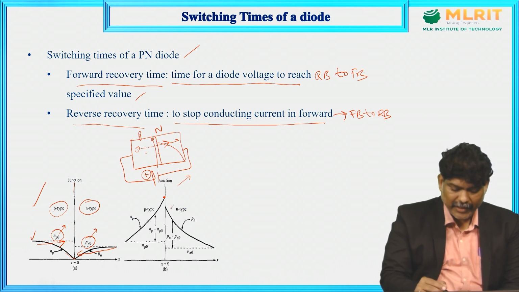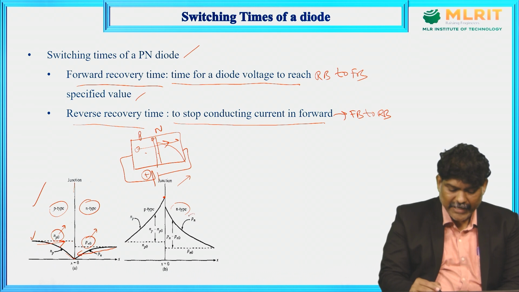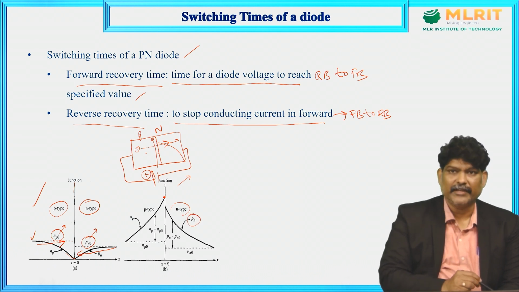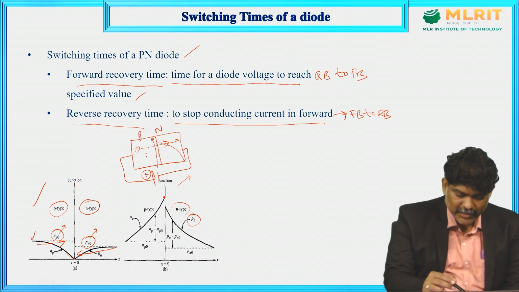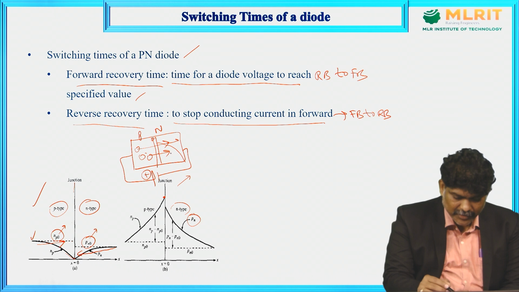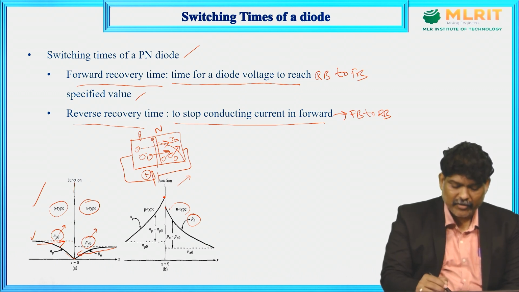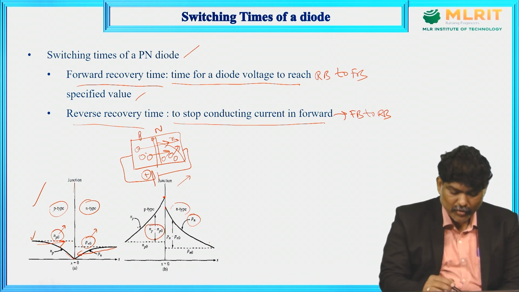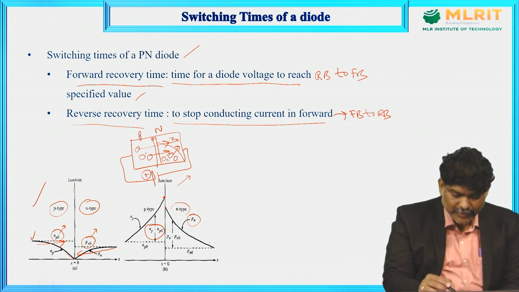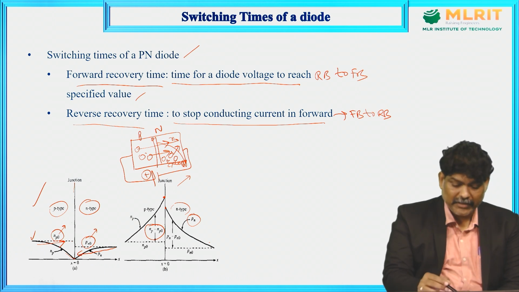And similarly on the n side also the same. Here we are concentrating on the minority charge carrier concentration, because the holes are moved towards the n side. Entry into the n side means the holes, the minority charge carriers on the n side, will increase. The minority charge carrier concentration increases at the junction, and away from the junction it decreases like this. So this is the excess hole concentration. Some excess hole concentration will be available at the n side.